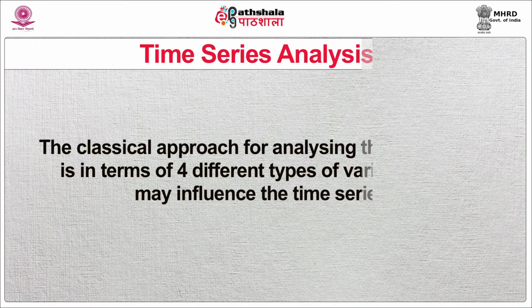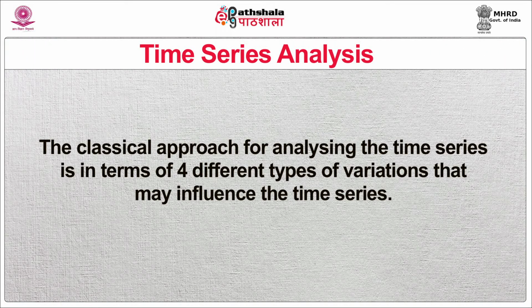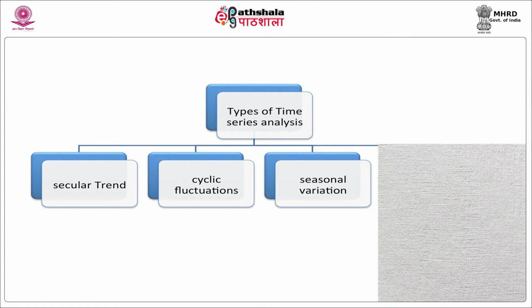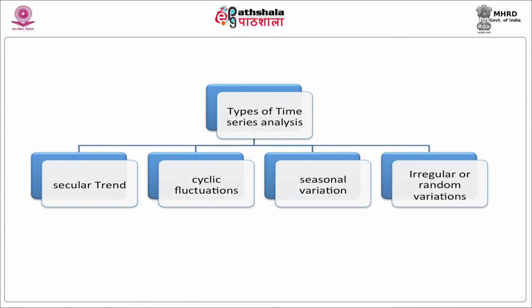Whenever we have to forecast the future on the basis of existing or past data, that future is entirely based on the present. The classical approach for analyzing a time series is in terms of 4 different types of variations that may influence it. These types are secular trend, cyclic fluctuations, seasonal variations, and irregular variations. Let's take them one by one.